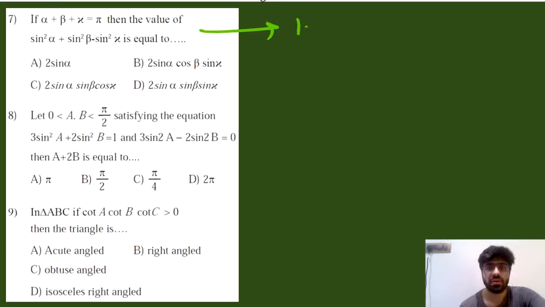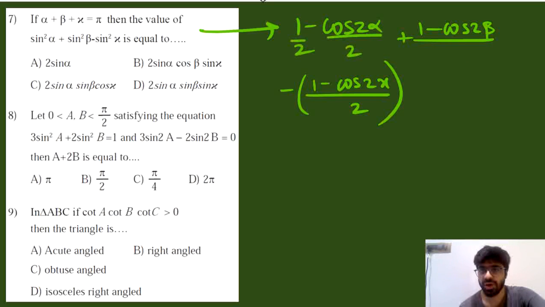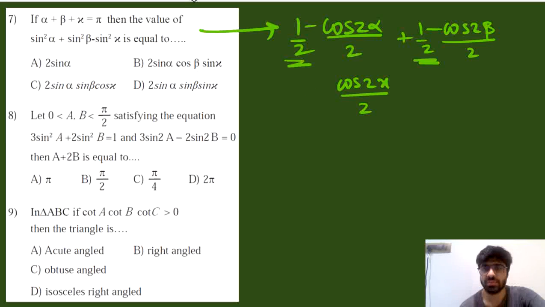as 1 minus cos 2 alpha divided by 2. Sine square beta is 1 minus cos 2 beta divided by 2, and sine square x as 1 minus cos 2x divided by 2. Now if you just split the terms, it's 1 by 2 minus cos 2 alpha by 2, 1 by 2 minus cos 2 beta by 2, and here also it's 1 by 2 minus cos 2x by 2. If I just open the bracket, it is minus half and a plus here. And finally, if you check the terms, half plus half minus half leaves you with simply a half.